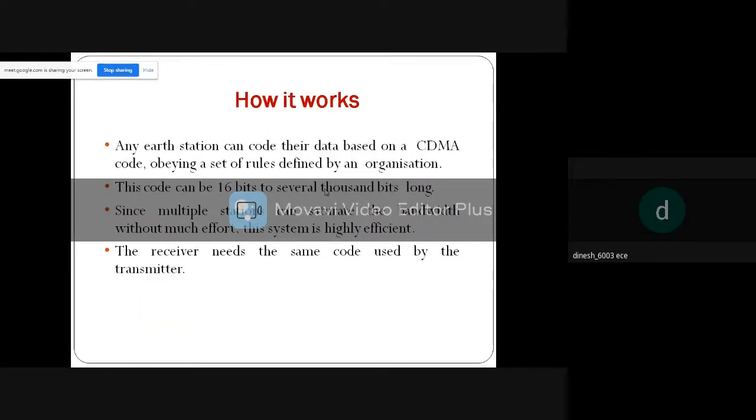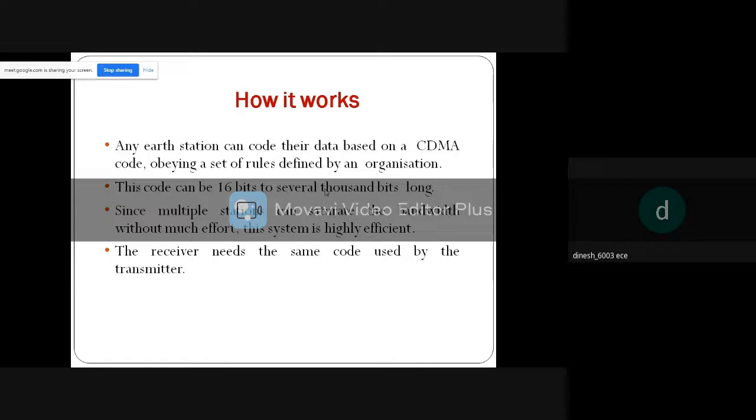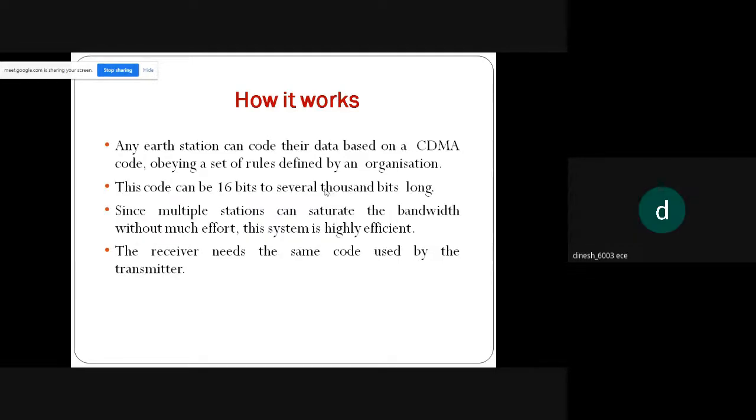How this works is that the earth station codes the data based on a CDMA code, obeying a set of rules defined by the organization. This code can be 16 bits to several thousand bits long. Since multiple stations can saturate the bandwidth without much effort, this system is highly efficient. The receiver needs the same code used by the transmitter.